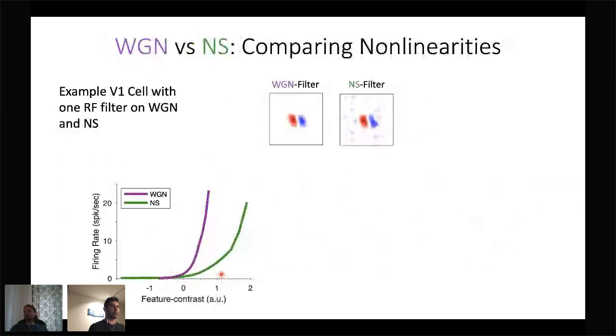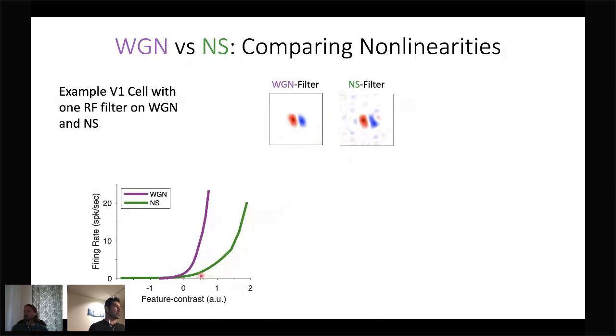We also found significant differences between the receptive fields and nonlinearities of V1 cells between white noise and natural scenes. This is an example cell, and for this cell we found a single filter using white Gaussian noise characterization, and a single filter using natural scene characterization. The difference between these two filters was statistically insignificant.